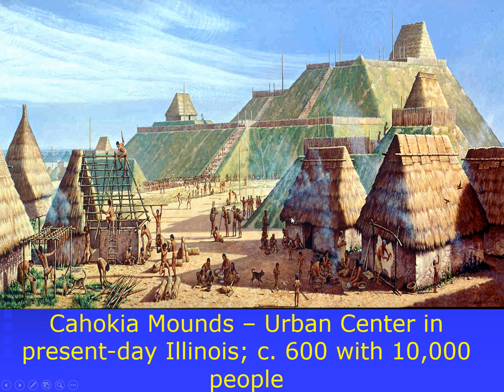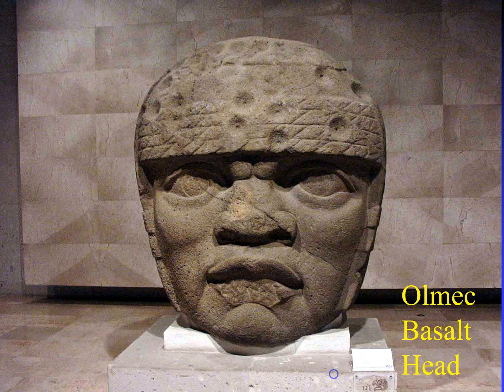In present-day Illinois, there was a site called Cahokia, the Cahokia Mounds, an urban center. Its height was around the year 600, when it could have had as much as 10,000 people. In a lot of ways, this could be viewed as the first major city in North America. The mounds sometimes go as much as 100 feet high. This is an artist's representation of what it may have looked like at its height. So you can see much more of a dense urban setting like what you would find in Cahokia.